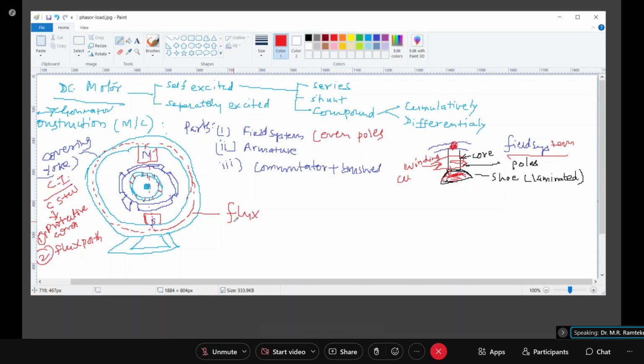And as I told you, the shoe is there. Actually, it supports the winding. That is the function: it supports the winding. And it increases the cross-sectional area, thereby reducing the reluctance. So that is the purpose of this.